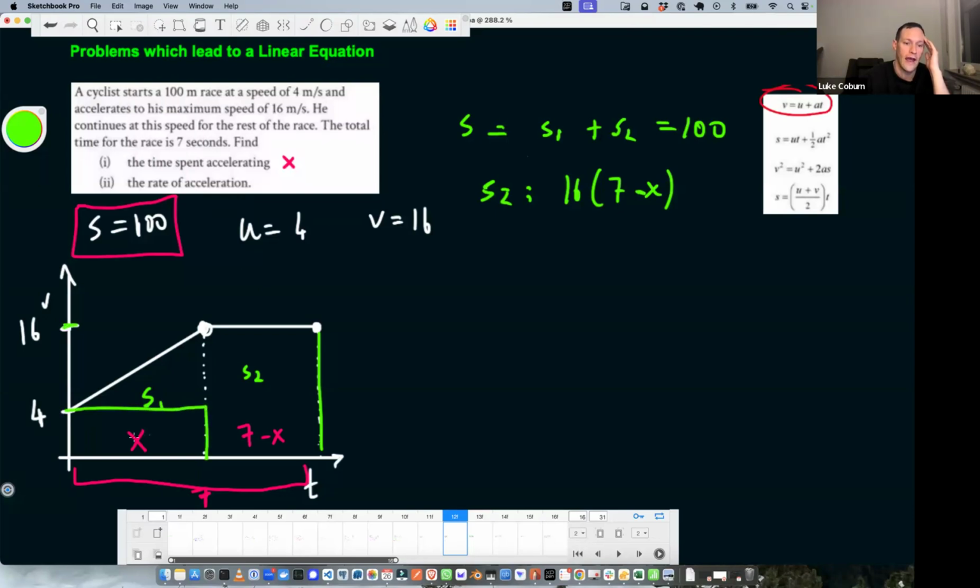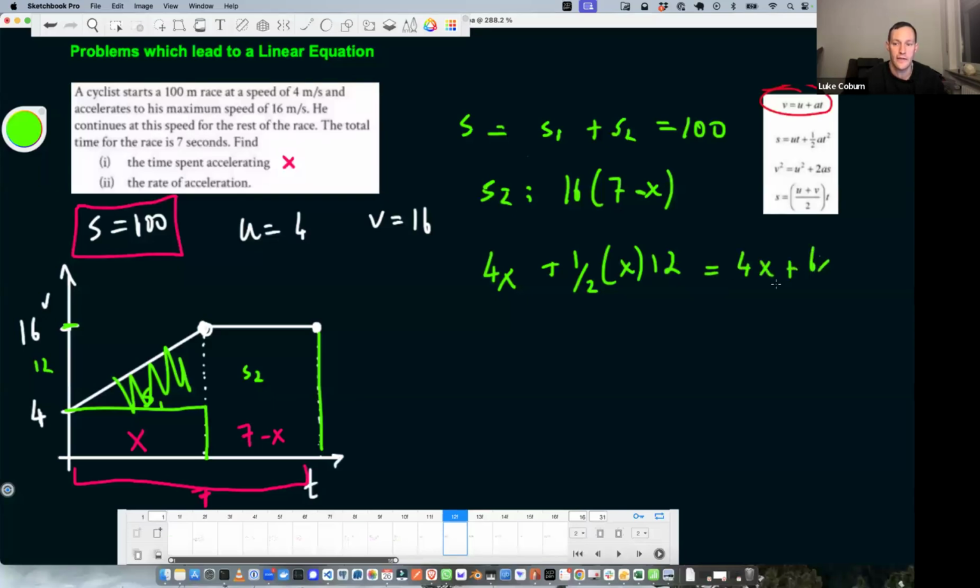So that would be 4x, right? Then we could take this triangle here. What's that height there? That's 4 to 16, so that's 12. So then plus a half times the base x times the height, which is 12. So that's 4x plus 6x, so that's 10x. So we can work out what S1 is by looking at these two different pieces, or we can use that formula there.